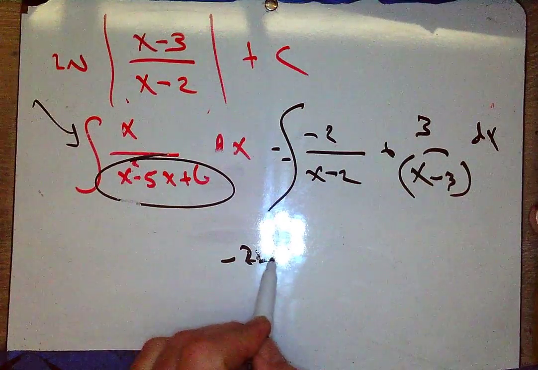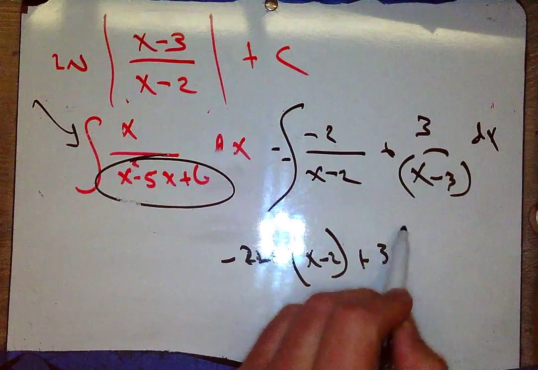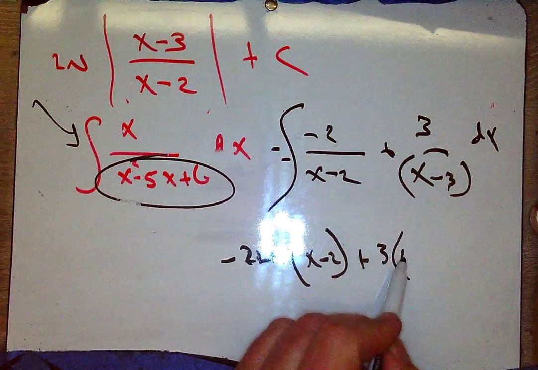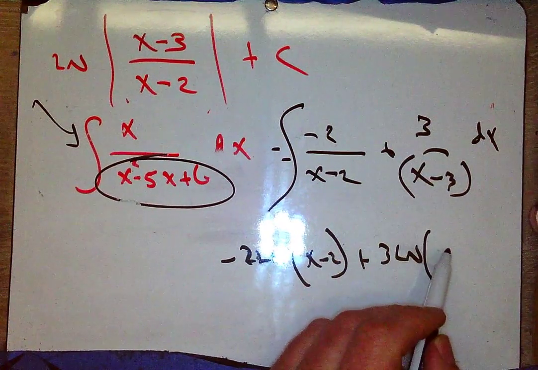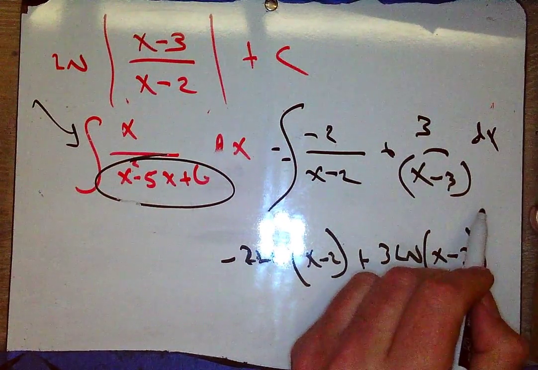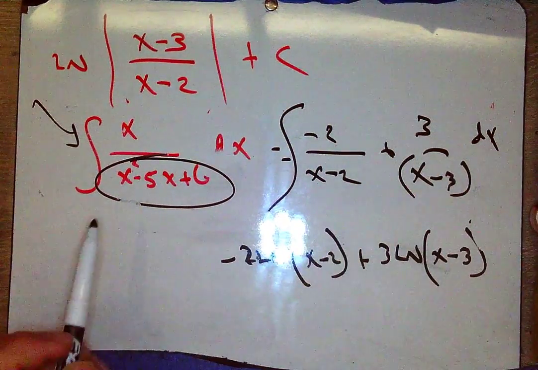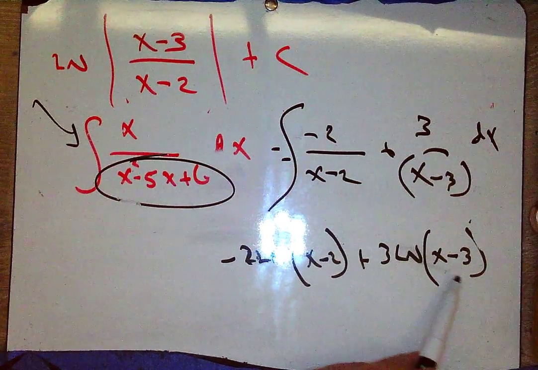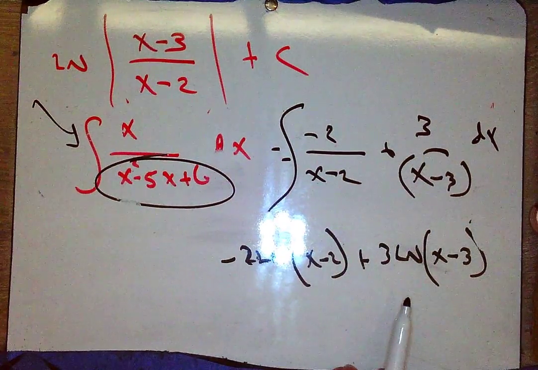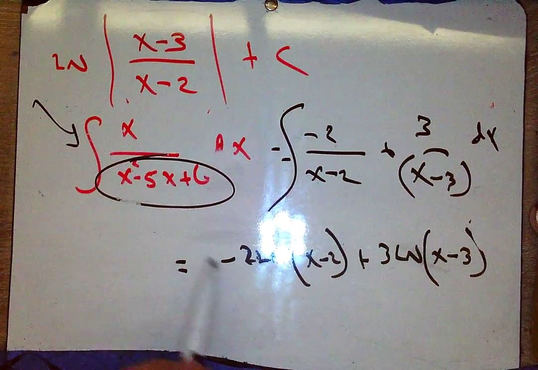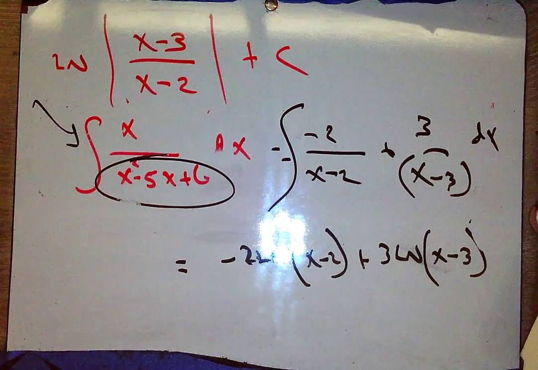So minus 2 ln of x minus 2 plus 3 ln of x minus 3. To the 1 half? No, let's check. This is going to be 1 over. Good. Derivative of the inside is 1. Nice. And there's a 3 on top. Okay. And so I'm going to stop there, I think. That's as far as I need to go with number 2.